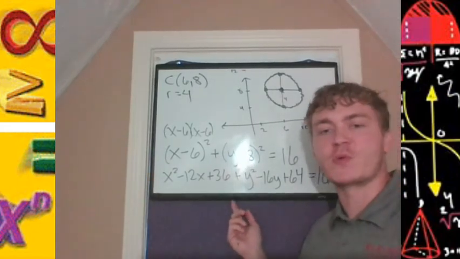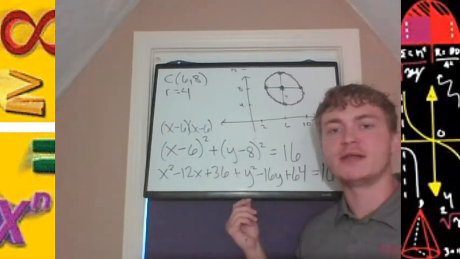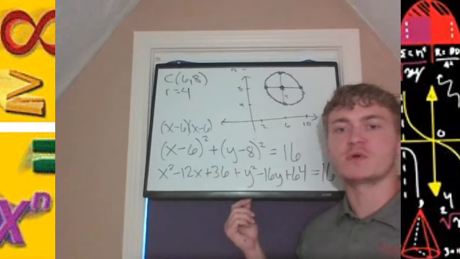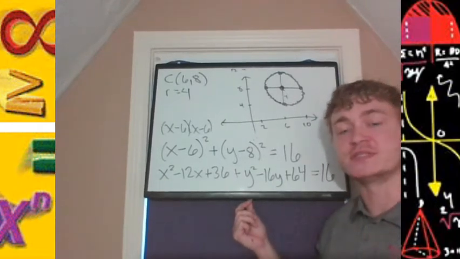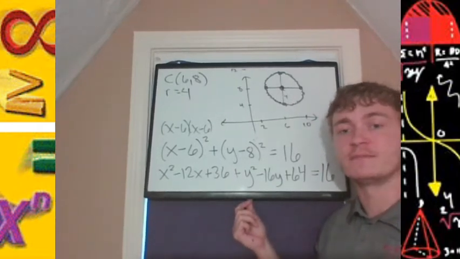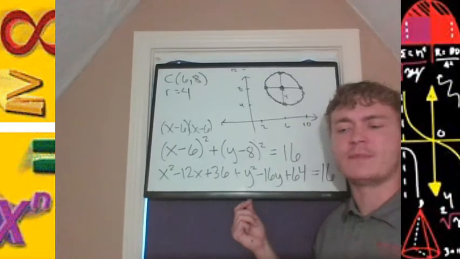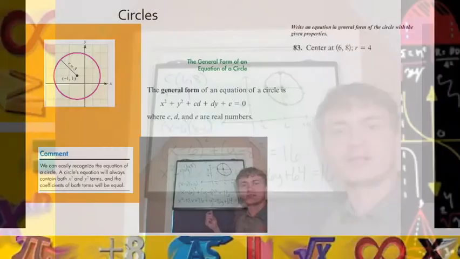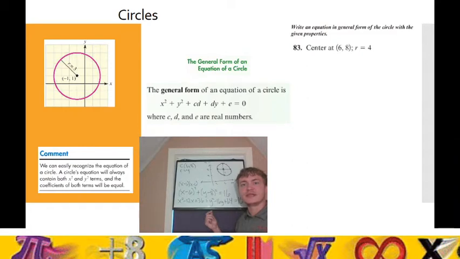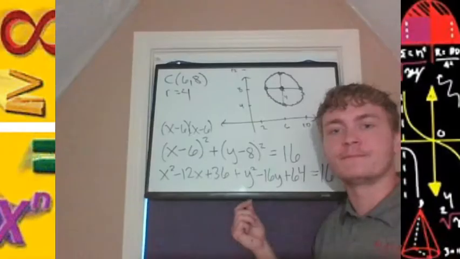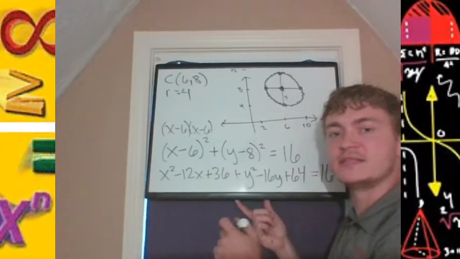So after squaring each of these binomials, x squared minus 12x plus 36 plus y squared minus 16y plus 64 equals 16. Almost done here. Last thing we can do, and I want to make sure that we get this right exactly now, it tells us to keep everything on the left-hand side. Move everything to the left-hand side.